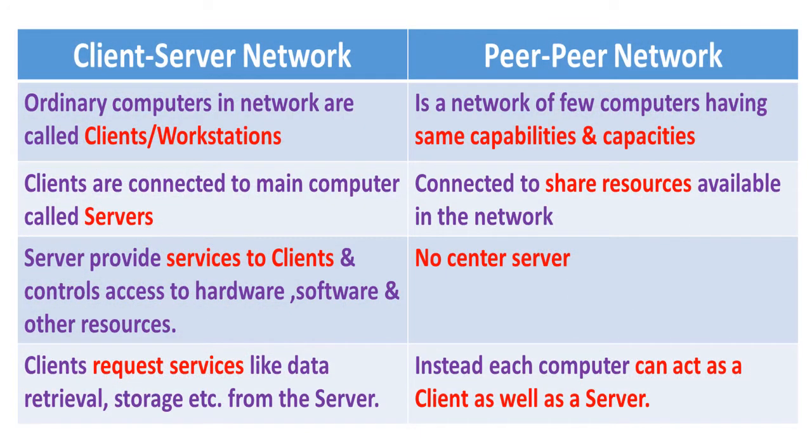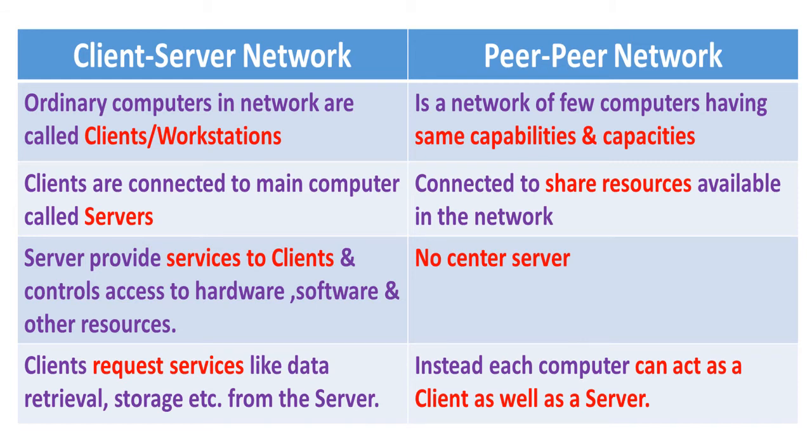Now we are going to see the differences between client-server network architecture and peer-to-peer network architecture. Ordinary computers in the client-server network architecture are called clients or workstations. These clients are connected to a main computer, which has huge memory capacity, called the server. Servers provide services to the clients according to their request, and also control the access to hardware, software, and other resources in the network. Clients request services like data retrieval, storage, etc.